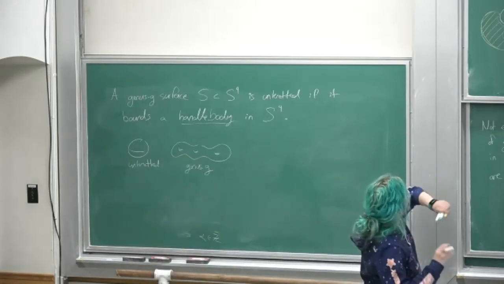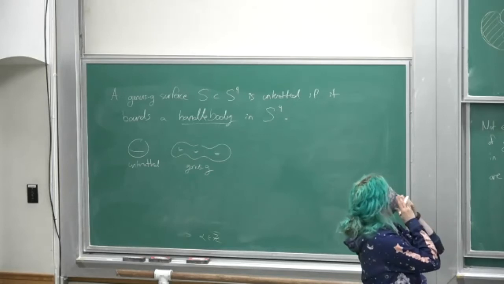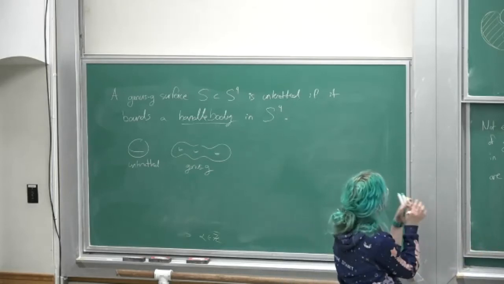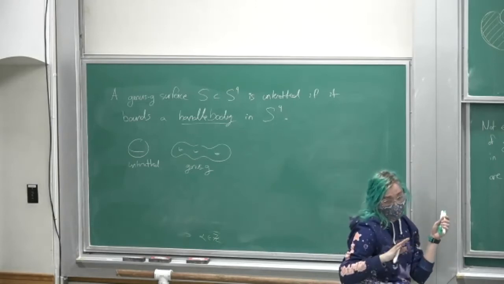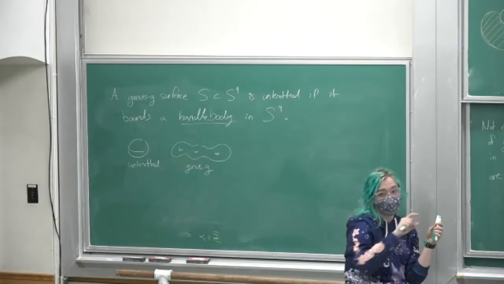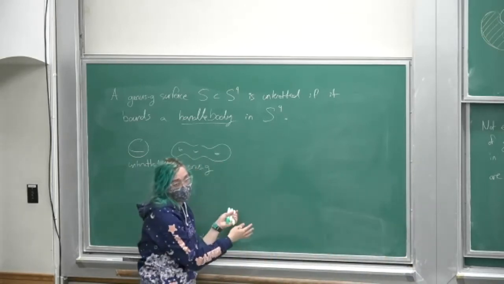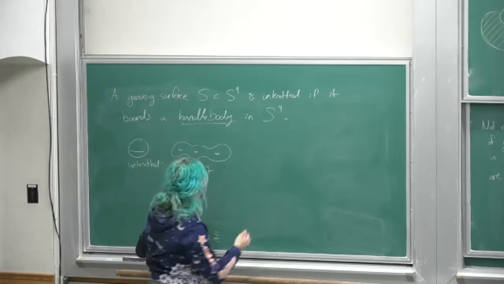It's a little bit harder when I'm trying to draw dimension 4, but saying that verbally gives us an idea of what we should do. I should draw an immersed two-dimensional thing and then delete neighborhoods of the intersection points. Okay, so I'm going to draw an immersed two-dimensional thing in R3.